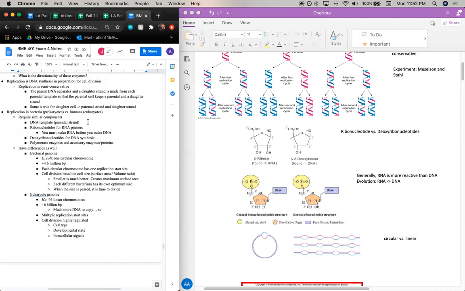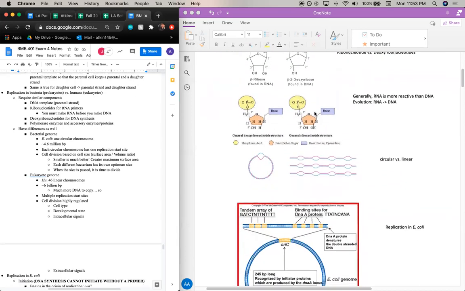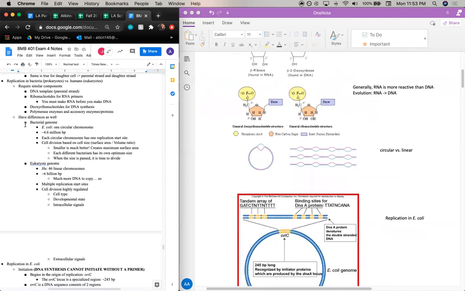So we need ribonucleotides. You must make RNA before you make DNA. We'll get to that in a little bit, but basically you need to lay down RNA in order to allow DNA polymerase to attach. But don't worry about that for right now. You also are going to need polymerase enzymes and accessory enzymes and proteins. Okay, but obviously there's differences as well.